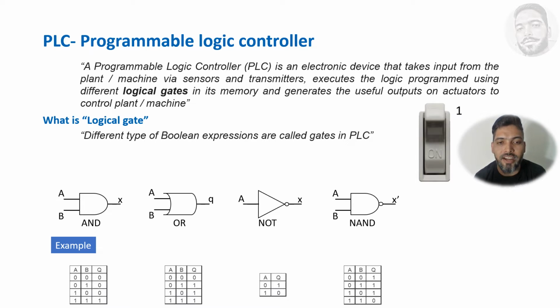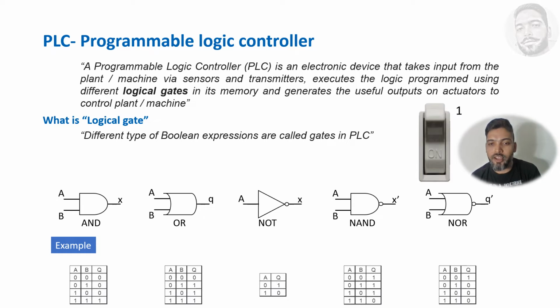Similarly, you have a NAND gate. If you have an AND gate and after that you want to put a NOT gate, then you combine the NOT gate and AND gate, and that is called a NAND gate. Similarly, there is a NOR gate. You have an OR gate, and again you put a NOT gate. Better to use a NOR gate, which combines NOT and OR together and gives the NOR output.